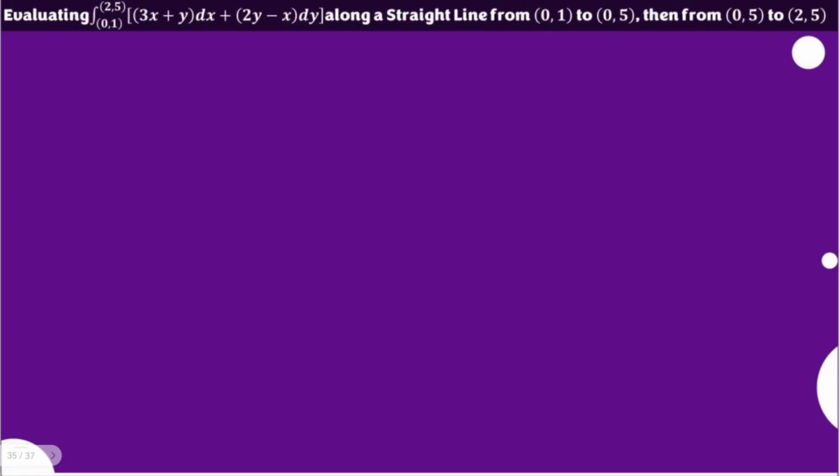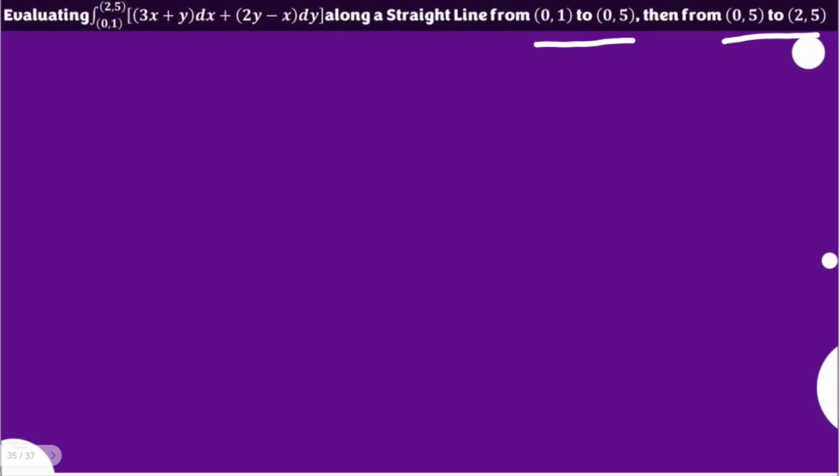For this video, we are to evaluate the given function along the straight line. But this straight line here has two different combinations, or paths. The first one is from (0, 1) to (0, 5), and then after that, from (0, 5) to (2, 5). This is an example of a situation where we have a piecewise function here, or we are going to add the two paths that would actually be equivalent to our singular path, which is a straight line.